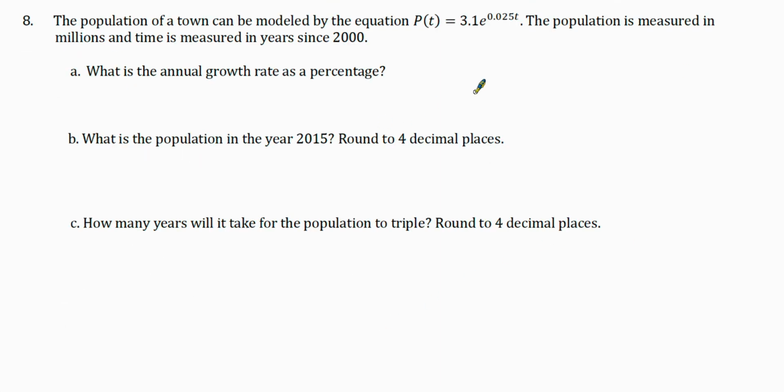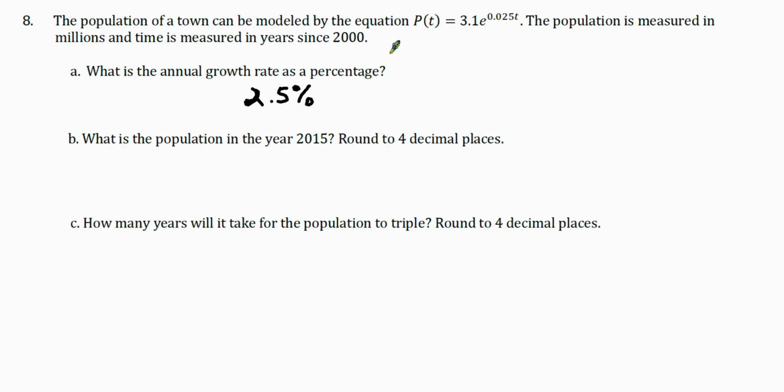On number 8, we have a function that models the population of a town in millions, and our time is measured in years since 2000. So what is the annual growth rate as a percentage? Well, to get that, I'm looking right here. This 0.025, that is my growth rate as a decimal. So to convert that to a percentage, I just need to move the decimal over 2 spots, and I get a 2.5% growth rate.